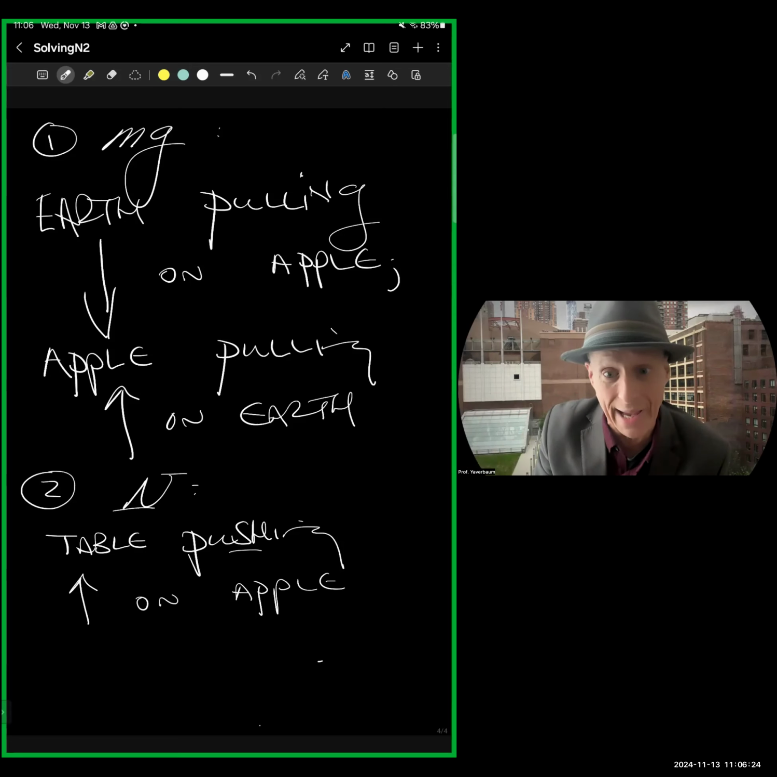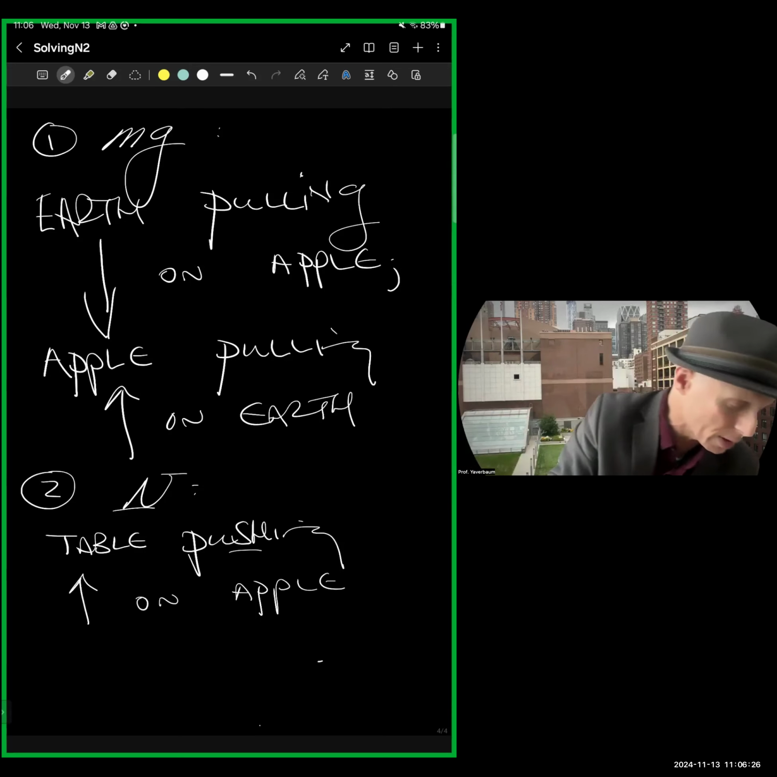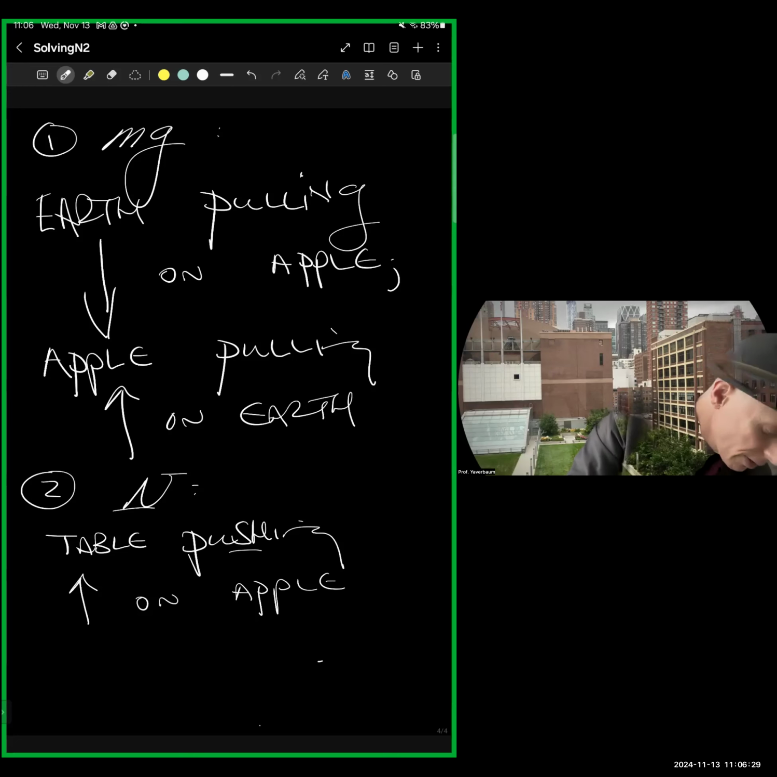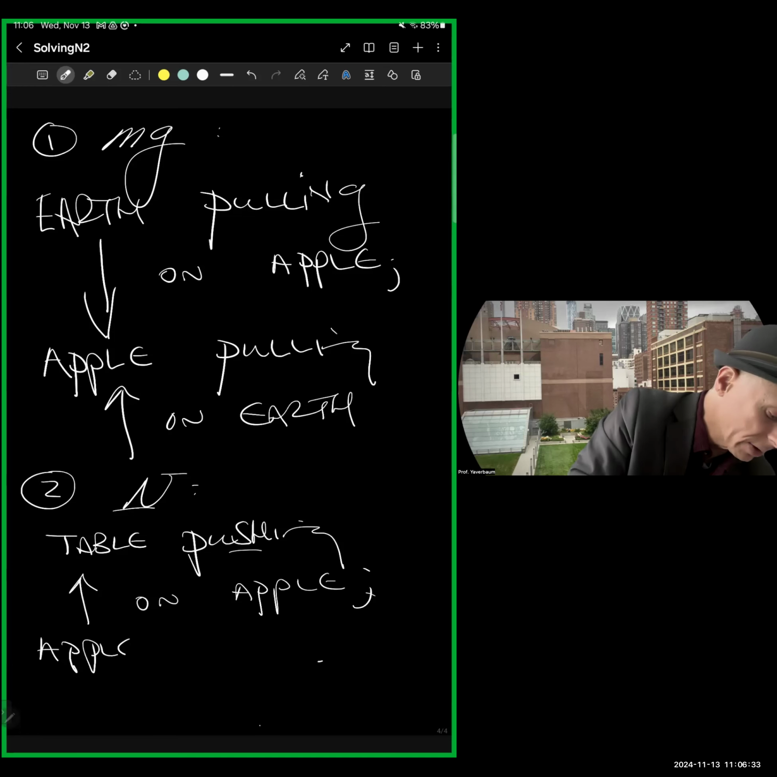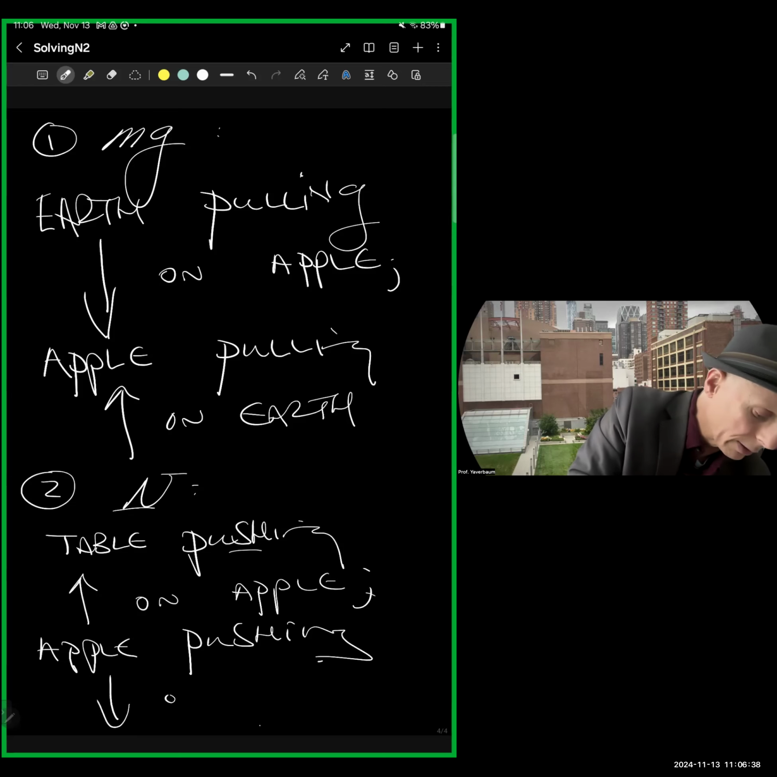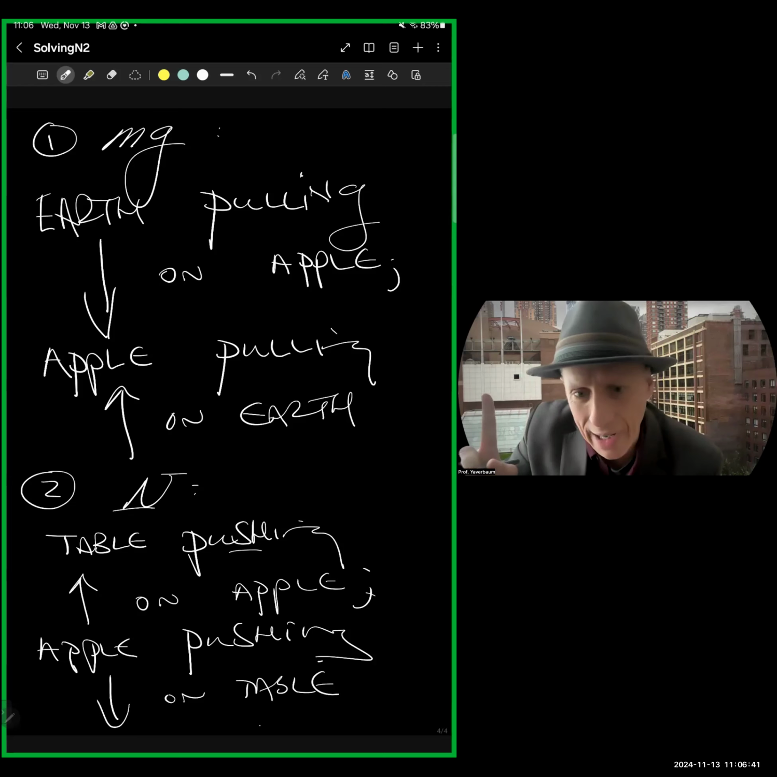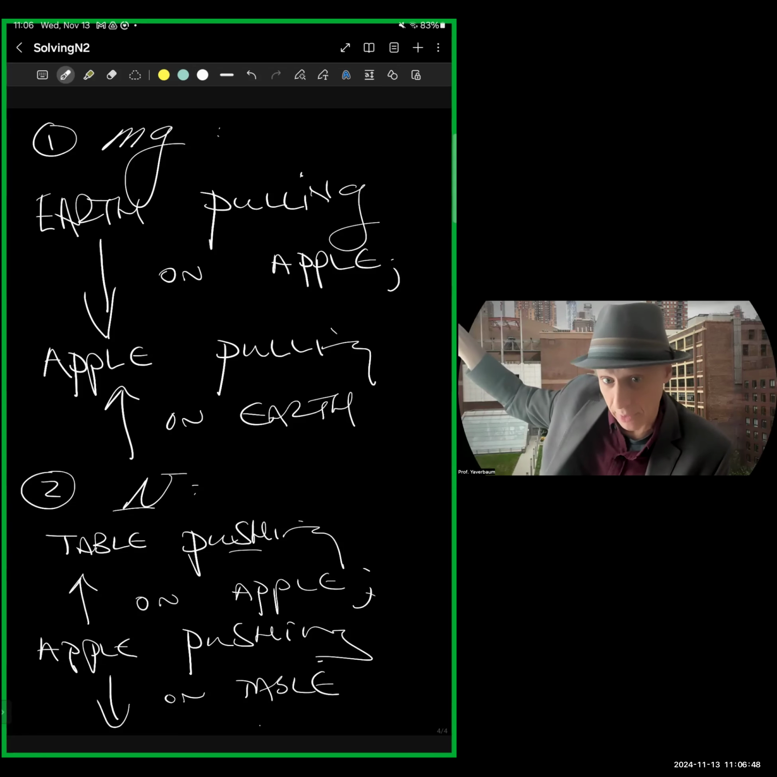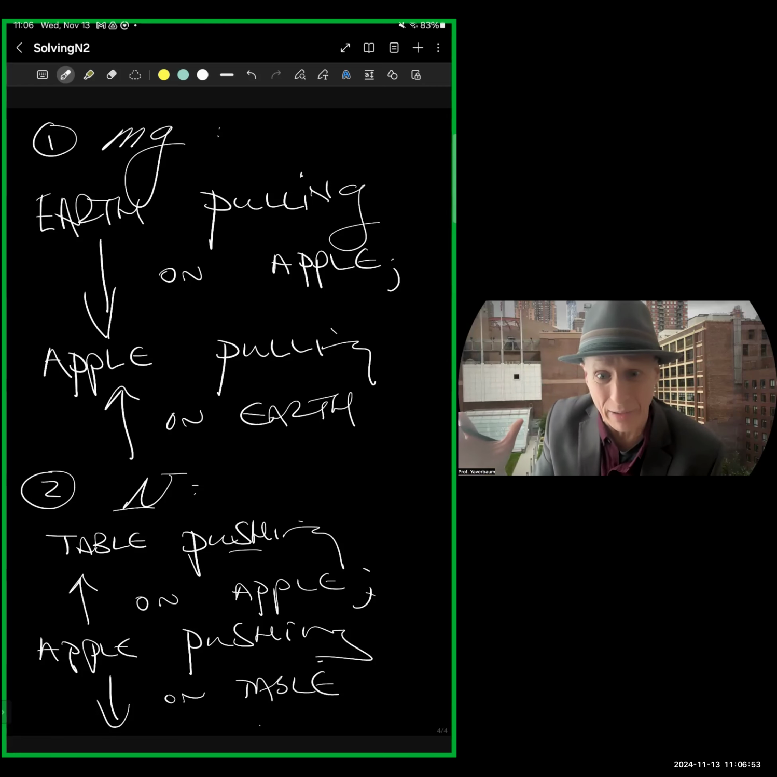That's called an action, and it's in our picture. Well, if that's true, then the apple must be pushing down on the table. Those are the two action reaction pairs. In other words, for every force I see in a diagram, there's a reaction in some other diagram. The number of forces in a free body diagram could be an odd number, but the number of forces in the whole universe is an even number. I don't know, but that's what I'm saying.